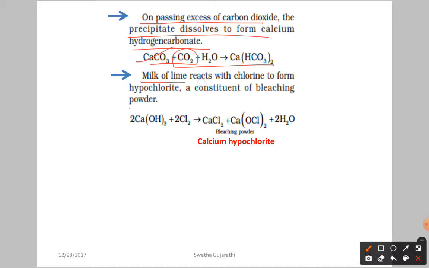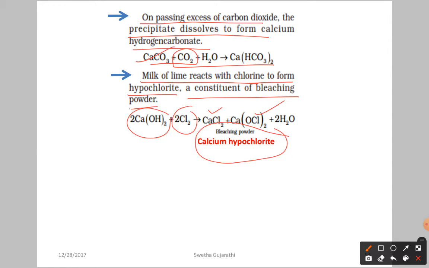Next, milk of lime reacts with chlorine to form hypochlorite, a constituent of bleaching powder. So calcium hydroxide reacts with chlorine and gives calcium chloride and calcium hypochlorite, which is the important or main constituent of bleaching powder.